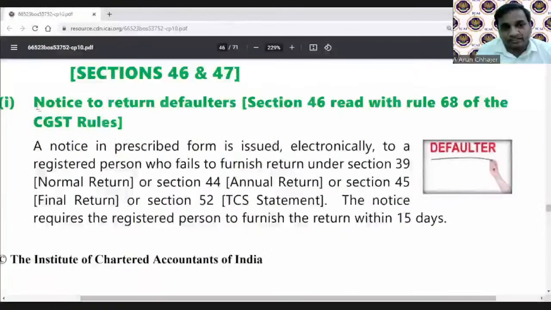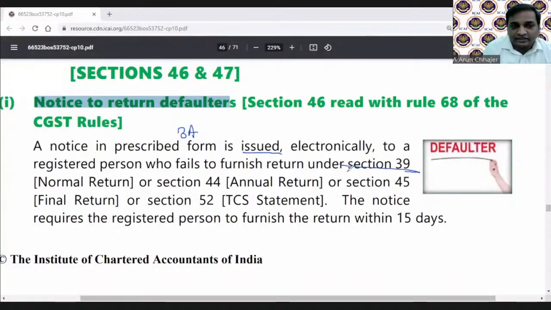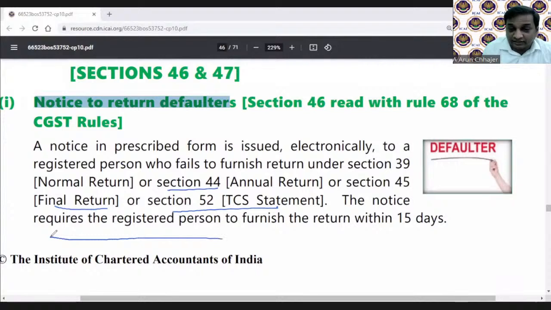Section 46 notice talks about the form GSTR 3A. In the form of GSTR 3A, the notice would be issued in the prescribed form, electronically, to the person who failed to furnish the return under section 39, or the annual return, or the final return, or the TCS statement. The noticee, the person to whom the notice has been issued, has to furnish the return within 15 days.